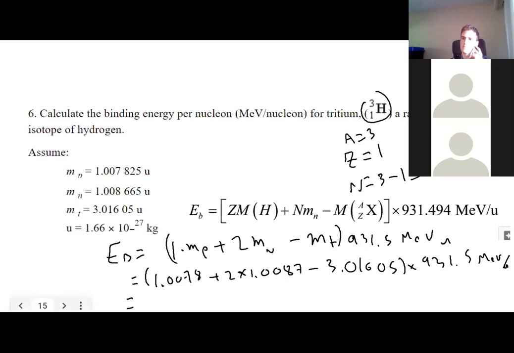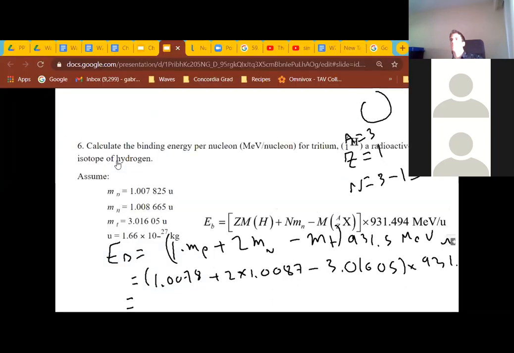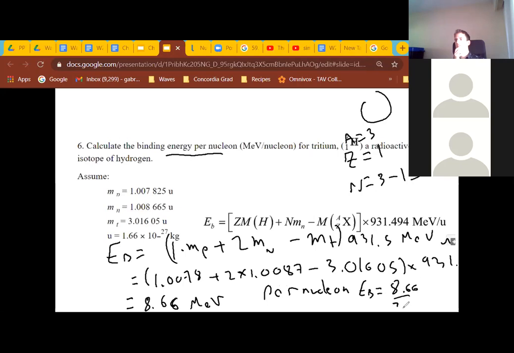Now, at this point you pull out a calculator. I'm just going to look at my notes so as not to delay too much, but this should get you about 8.66 MeV total. And if you're looking at the energy per nucleon, that just means the energy divided by the total number of nucleons. You have 3 nucleons, right? That's the total number. A, the mass number, tells you how many nucleons you have. So per nucleon, it's just 8.66 divided by 3. It should be around 2.8 megaelectronvolts per nucleon.